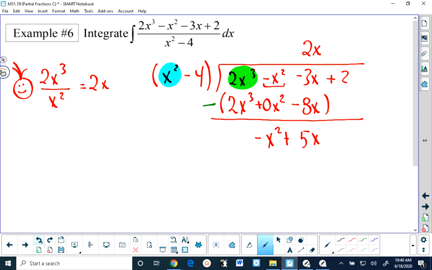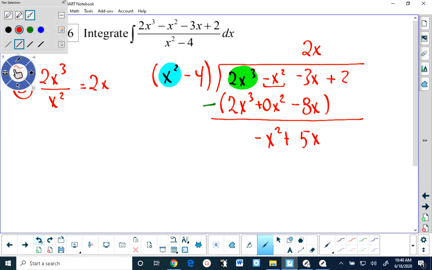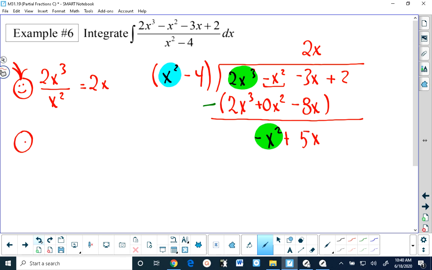Now we're going to repeat the process. This time, however, the highest degree term that is in the dividend has now been reduced to negative x squared. So the first step of the second stage is to take negative x squared and divide by x squared. We're always dividing by the highest degree term in the divisor, which I've highlighted in blue. And that gives us negative 1, which we write in the constants column.